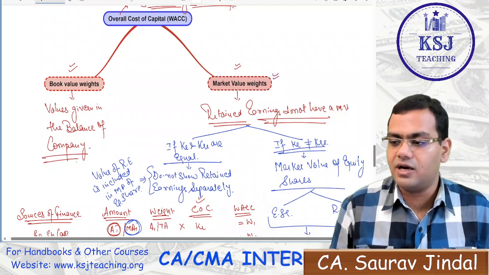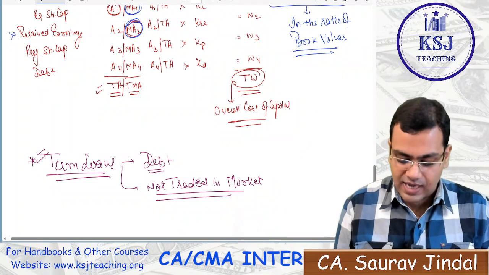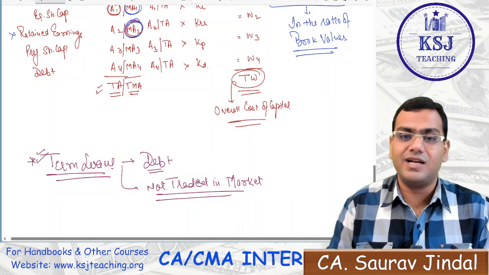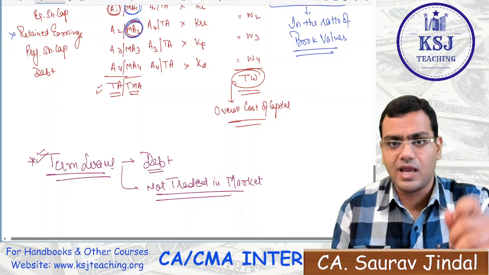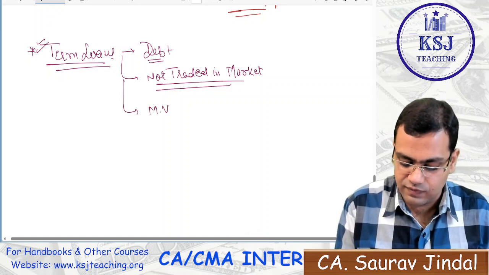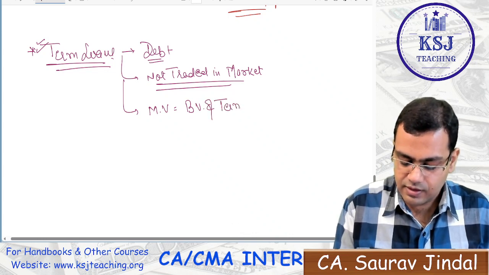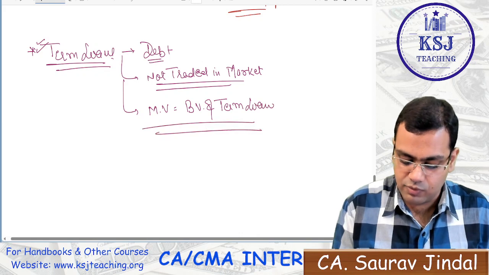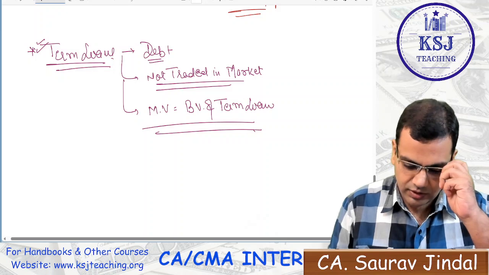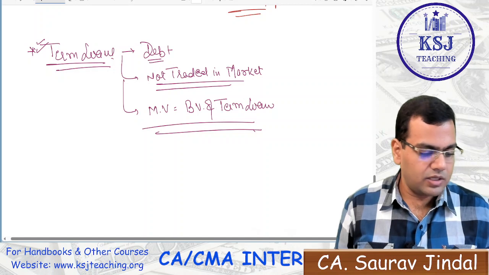Another situation in the market value weights. Term loan is a capital that you are going to use and it will have a cost, sir. You will have to pay interest on the term loan, but it is not being traded in the market. Then how to calculate market value at the time of market value weights? The market value will be equal to the book value of the term loan. Simple. This is another area that you have to be very careful about. Any doubts in this thing? So this is all about the cost of capital.